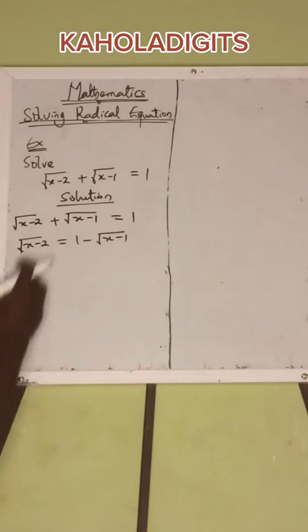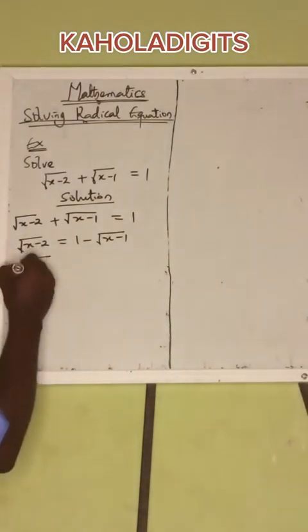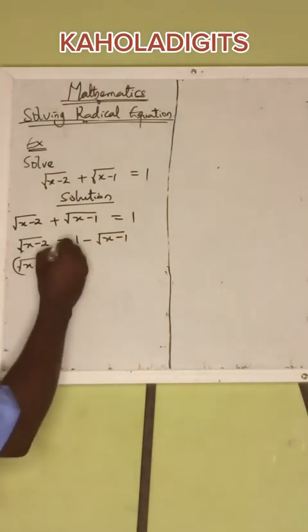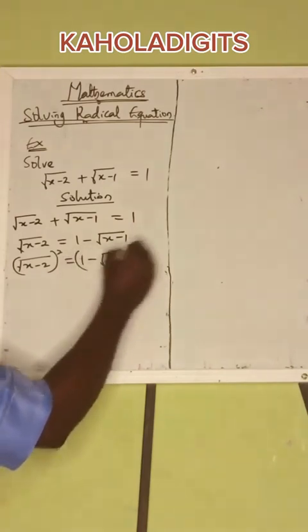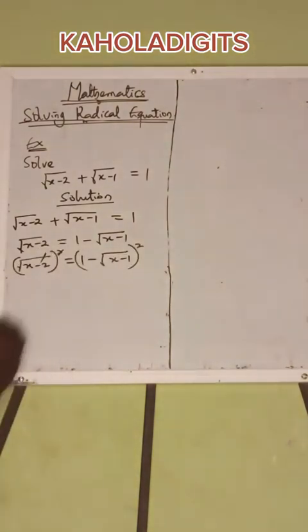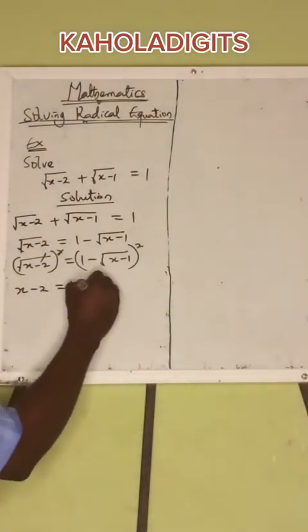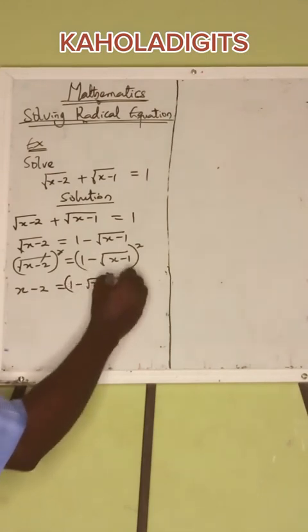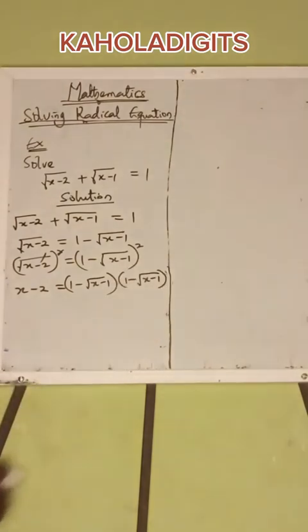Now, the next thing is to remove the square root at the left hand side of the equation by taking the square of both sides. That will be root of x minus 2 squared equal to 1 minus root of x minus 1 squared. So the square is going to cancel the square root here. So you have x minus 2 equal to 1 minus root of x minus 1 multiplied by 1 minus root of x minus 1. Okay?